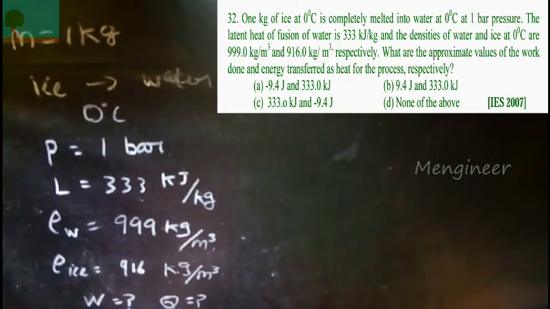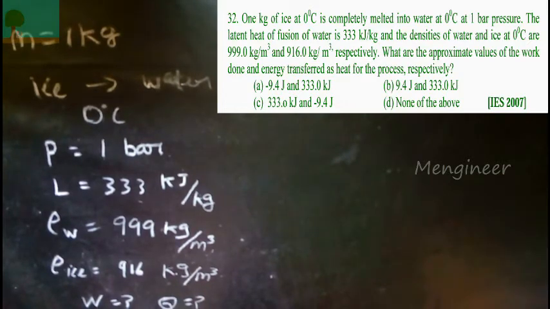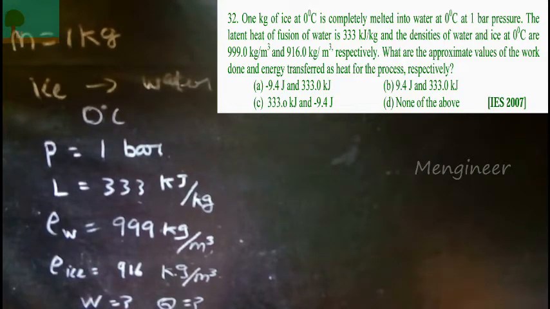The problem is 1 kg of ice at 0 degree Celsius is completely melted into water at 0 degree Celsius at 1 bar pressure. The latent heat of fusion of water is given and the density of water and ice at 0 degree Celsius are also given. Find the values of the work done and the energy transfer as heat for the process respectively. So you want to find the value of work and heat. So these are the given data.